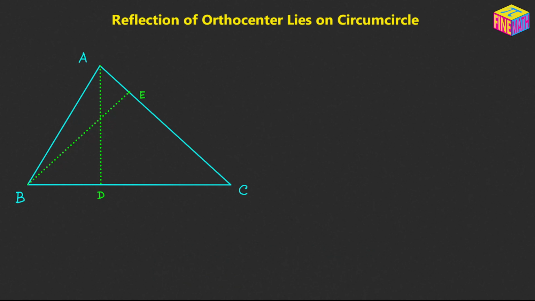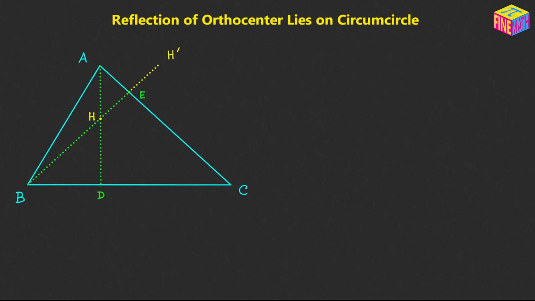From vertex A, I have dropped a perpendicular that landed at point D on the side BC, and similarly I dropped another perpendicular from the vertex B onto the side AC and it landed at point E. So the point of intersection of these two altitudes will give us the orthocenter, and I have denoted that as point H. Next, I am going to take the reflection of point H on the side AC, and let's suppose the image of H is the point H prime.